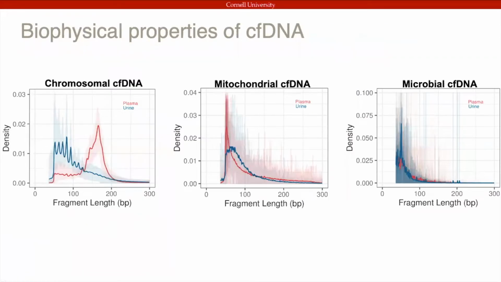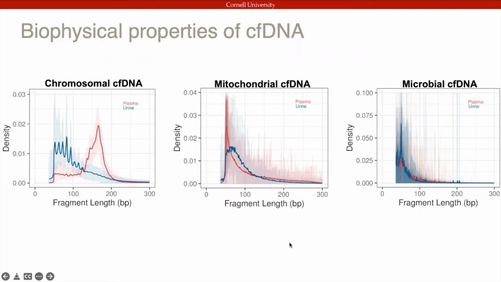So using this single-stranded library preparation, we can look at the biophysical properties of cell-free DNA. First on the left, looking at chromosomal cell-free DNA, we can look at the fragment length profiles of plasma in red and urine in blue. And we can see that plasma is on average a lot longer than urinary cell-free DNA, and it exhibits this peak at around 167 base pairs, which we know corresponds to the length of DNA wrapping around histones, which protects it from nuclease degradation.